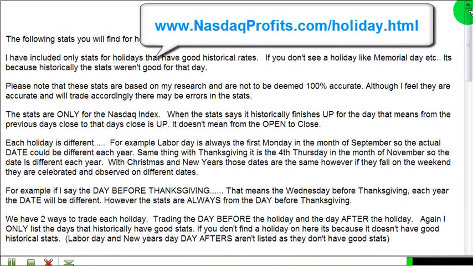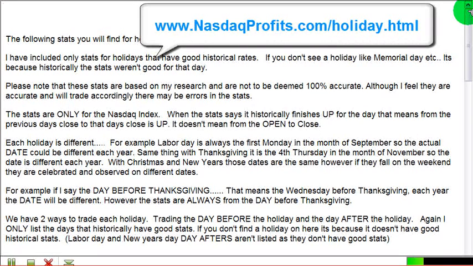And up or down means from the previous day's close to that day's close. So not from the open to the close, but from the close of the previous day to the close of the day that we're trading. That is what up or down means. So if you see that, that's what that means.